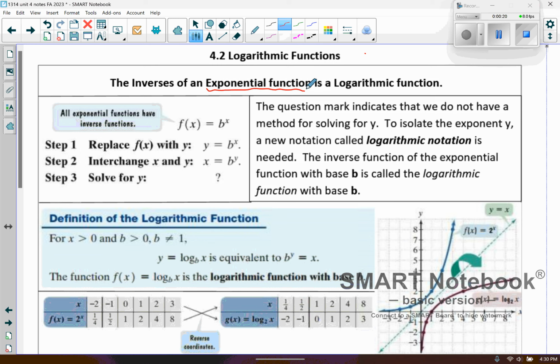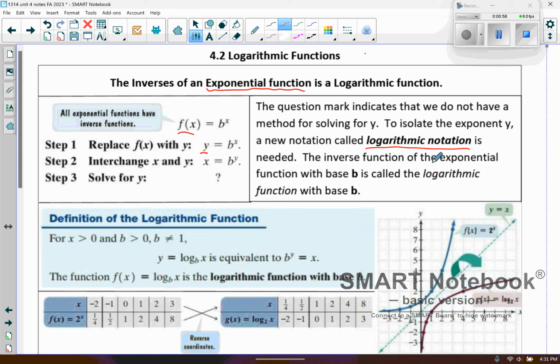What we're going to do here is, if we look at an exponential function, follow the steps for how you would find the inverse. First, you would switch from function notation to using a y. Then you would swap the x and y. And then what? How do we solve for y? Because that's our next step after we interchange x and y. Well, as you can see over here, the question mark indicates that we do not have a method for solving for y. To isolate the exponent y, a new notation called logarithmic notation is needed.